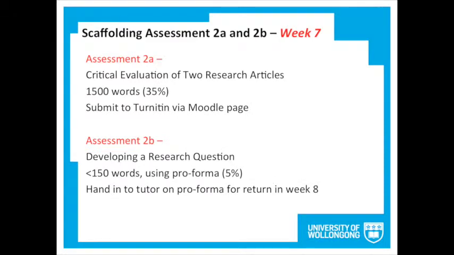A little bit sooner than that though, we have assignment 2A and 2B, week 7 assignments. Assignment 2A is a critical evaluation of 2 research articles, and that's 35%, and we'll submit that to Turnitin via the Moodle page.